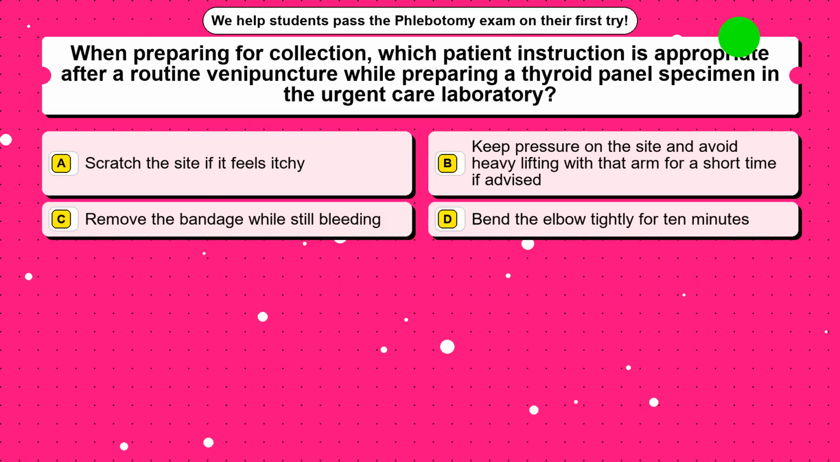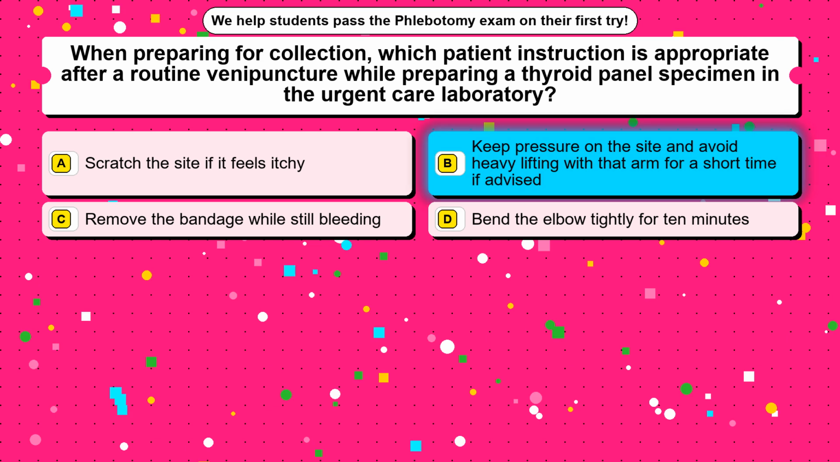Question 69. When preparing for collection, which patient instruction is appropriate after a routine venipuncture while preparing a thyroid panel specimen in the urgent care laboratory? Option A, scratch the site if it feels itchy. Option B, keep pressure on the site and avoid heavy lifting with that arm for a short time if advised. Option C, remove the bandage while still bleeding. Option D, bend the elbow tightly for 10 minutes.